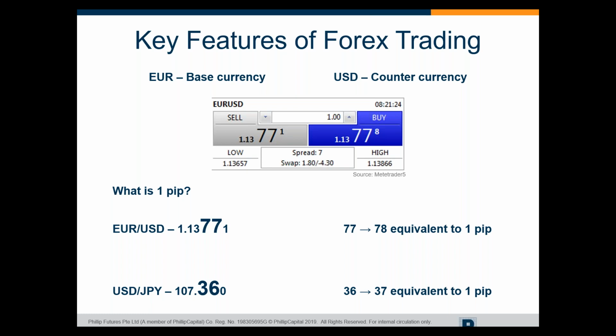If you were trading the euro dollar and you see that the current exchange rate is 1.1377, we look at the fourth digit after the decimal place, so that will be the 7. If the 77 becomes 78 or the 77 becomes 76, that will be equivalent to 1 pip. The 1 pip determines your profit or loss, depending on the volume that you're trading. I'll cover that in my next slide. For the other example, if you're trading the dollar yen and the exchange rate is 107.36, if the 36 becomes 37 or 36 becomes 35, that will be 1 pip.